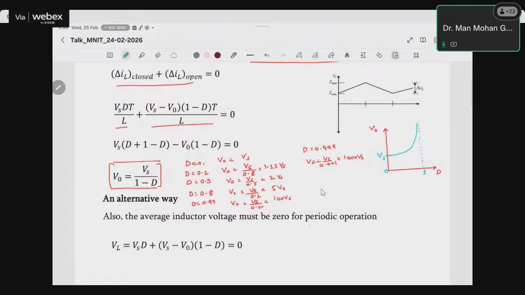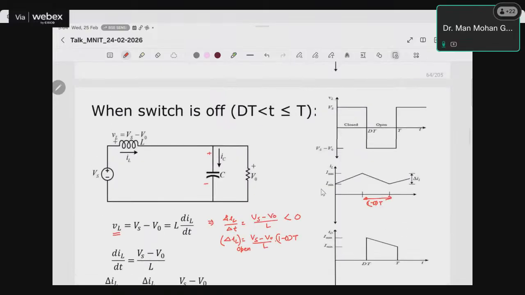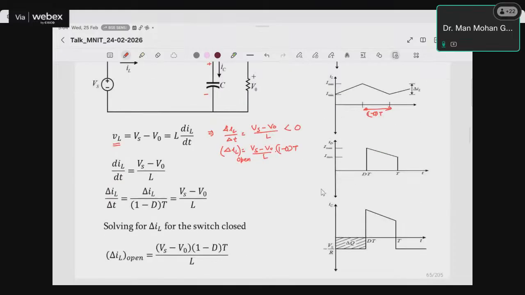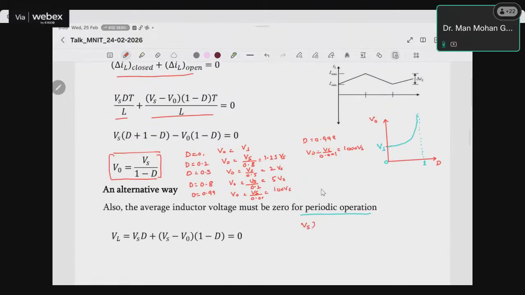The other way is the volt-second equation. Volt-second equation means we take the inductor voltage when the switch is on. What is this inductor voltage when the switch is on? This is nothing but Vs, and here it is Vs minus V node. So Vs into dt plus Vs minus V node into 1 minus dt should be equal to 0. Volt-second balance. From here, t cancels out. So d into Vs plus Vs minus d into Vs minus V node into 1 minus d equals 0. This will cancel out. Output voltage will be Vs upon 1 minus d.